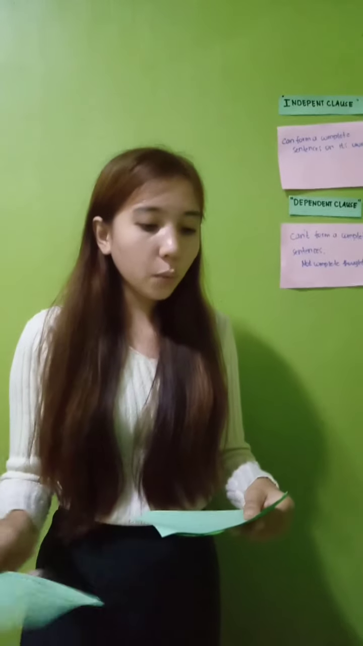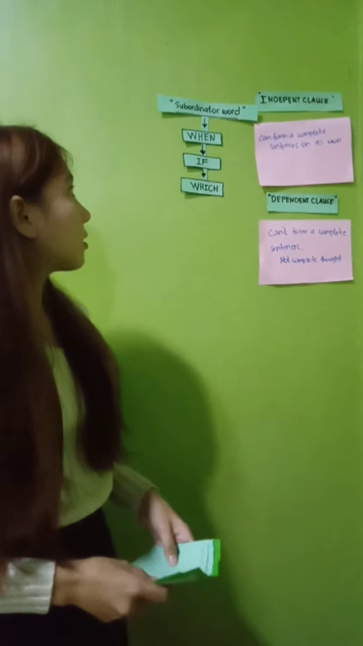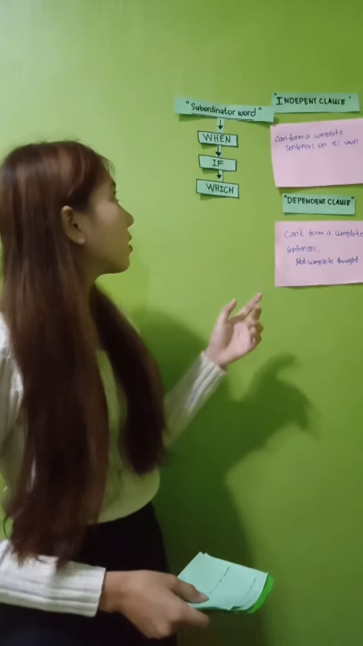So let's proceed with the subordinators. Here we have the subordinating words. Subordinating words are when, if, and which. So I am going to give an example which includes these subordinating words. Here is an example of the dependent clause.